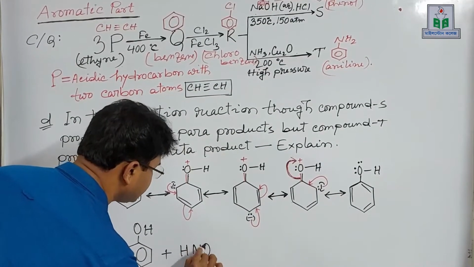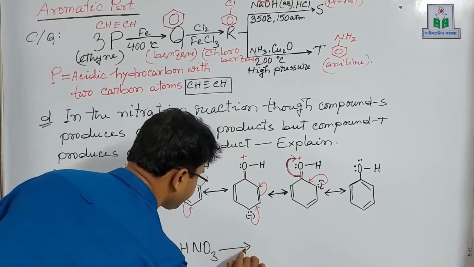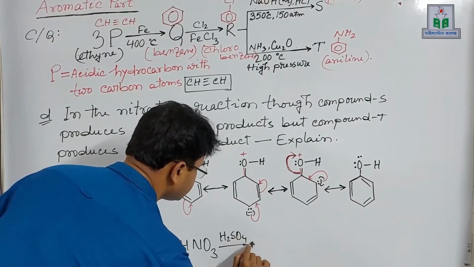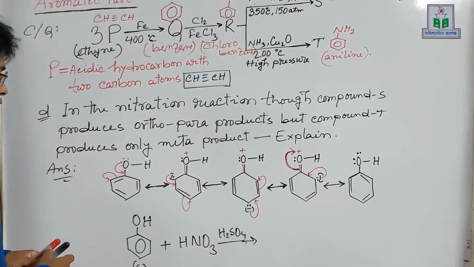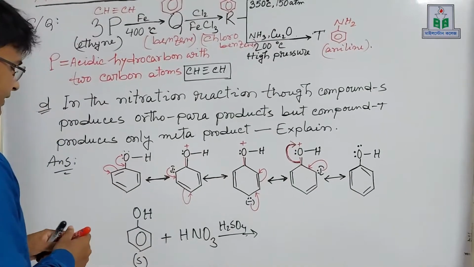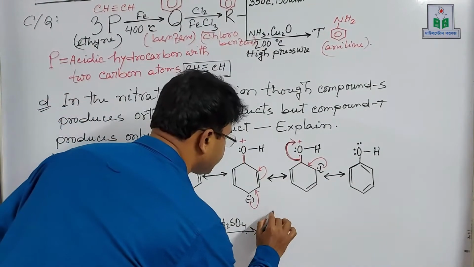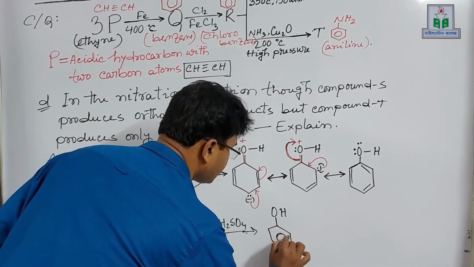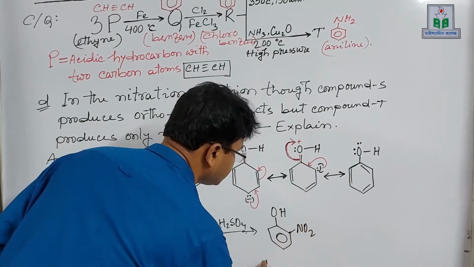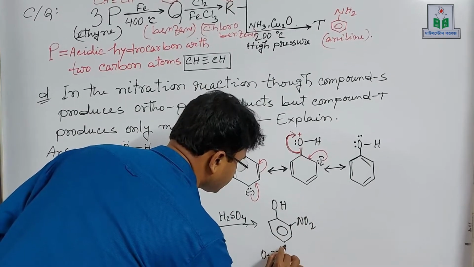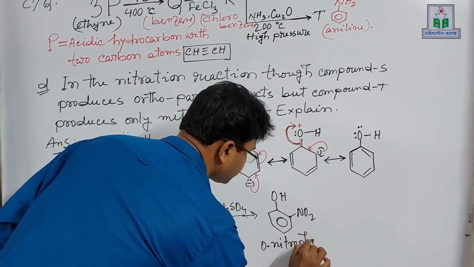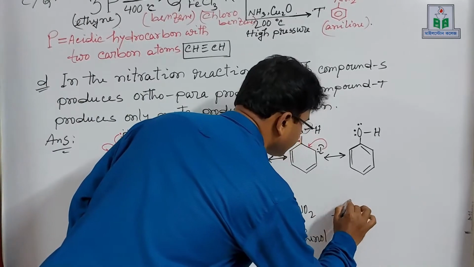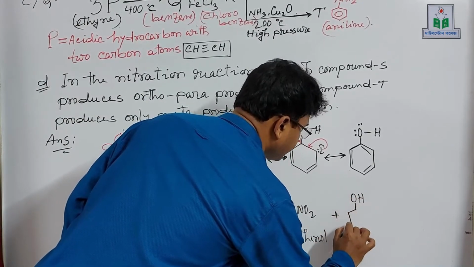In the presence of sulfuric acid, phenol reacts with nitric acid to produce orthonitrophenol and paranitrophenol.